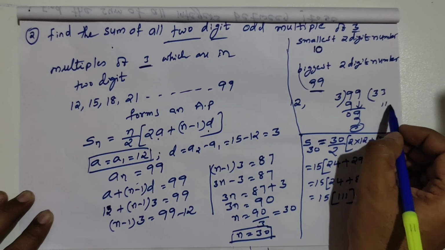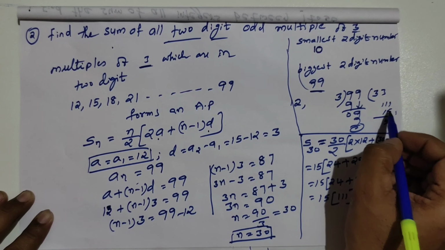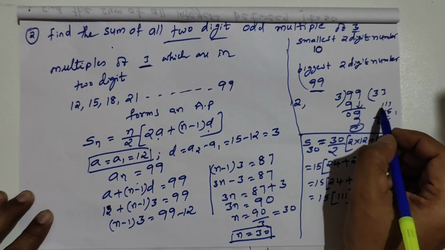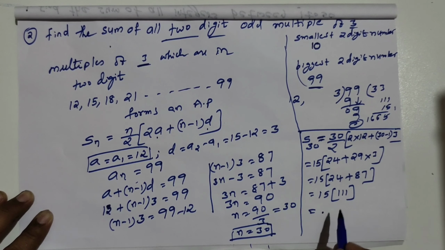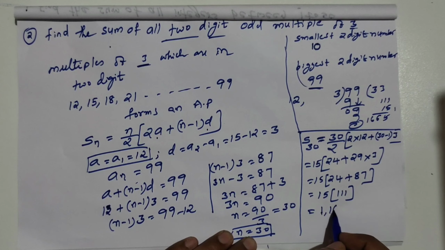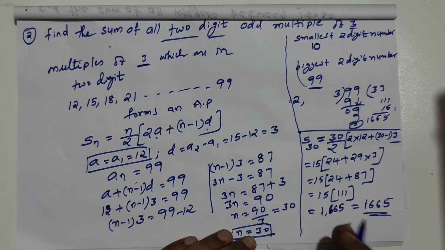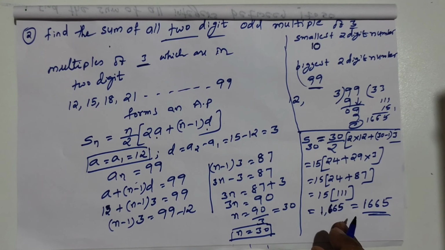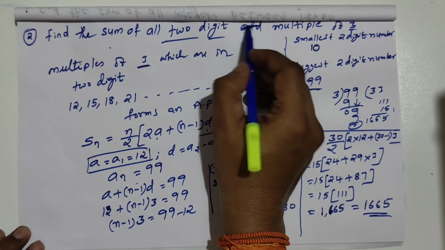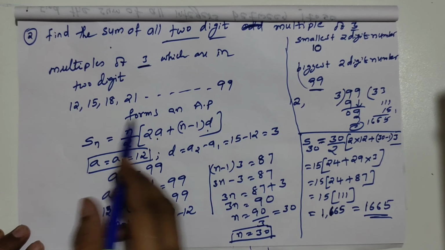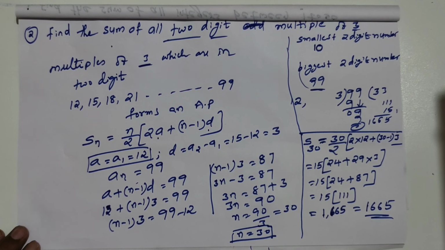So 111 into 15. 15 plus 1, 16, 1665. The total sum of all these multiples of 3, not odd multiples here, only multiples of 3, in between 10 and 99, where we are taking 99 also. So the sum of those is 1665.